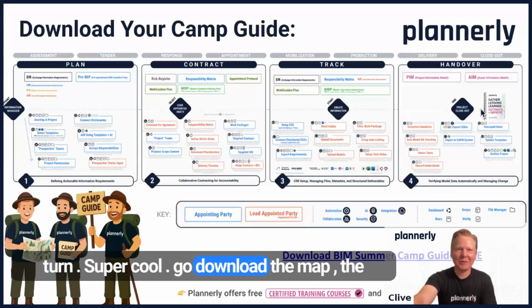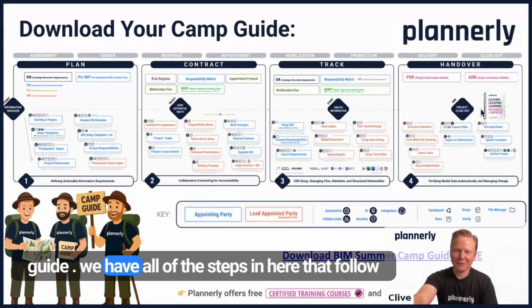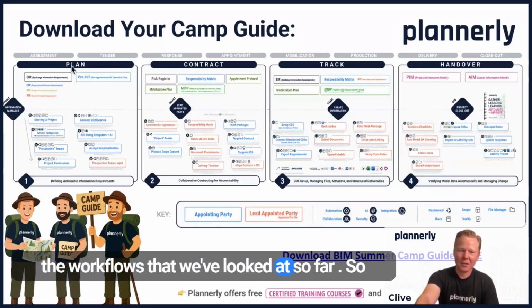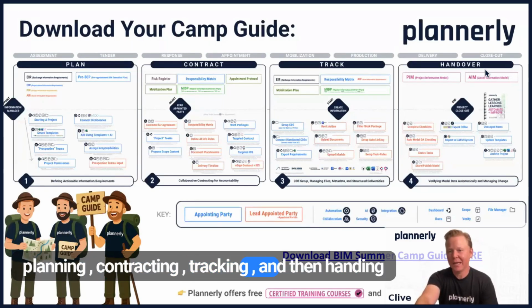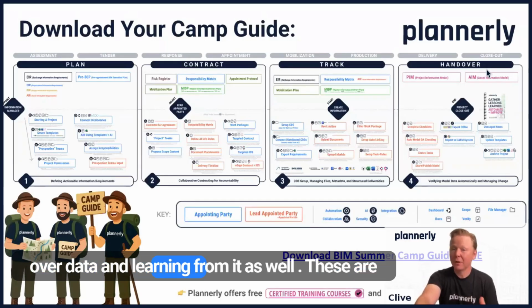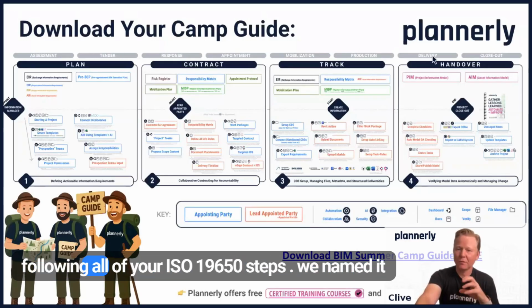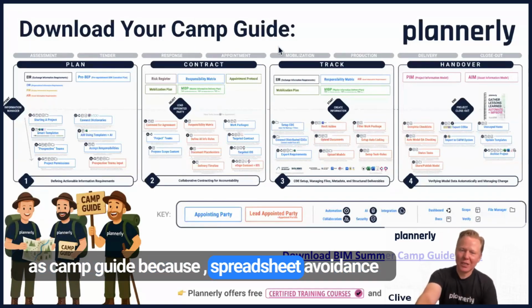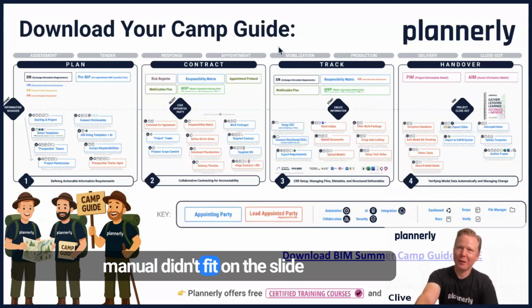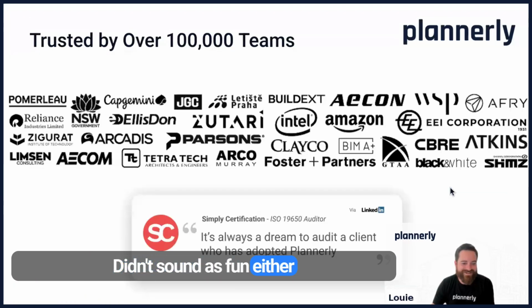Super cool. Go and download the map, the guide. We have all of the steps in here that follow the workflows that we've looked at so far. So planning, contracting, tracking, and then handing over data and learning from it as well. These are following all of your ISO 19650 steps. We named it this camp guide because spreadsheet avoidance manual didn't fit on the slide. Didn't sound as fun either.